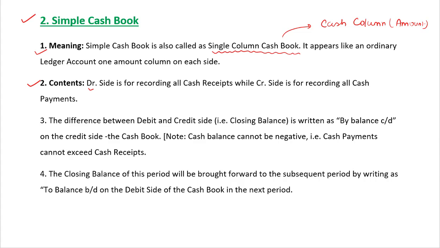Let's see the contents. So on the debit side, we will record what? All cash receipts. While on credit side, we'll be recording what? Cash payments. The difference between debit and credit side, that would be closing balance, is written as by balance carried down. Generally, by balance carried down comes on the credit side.